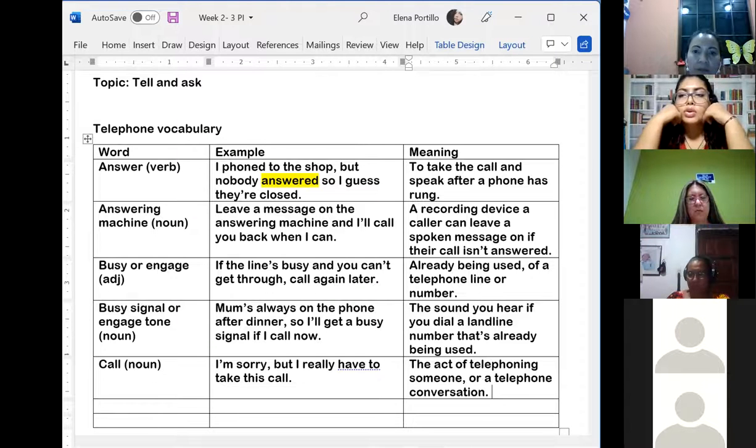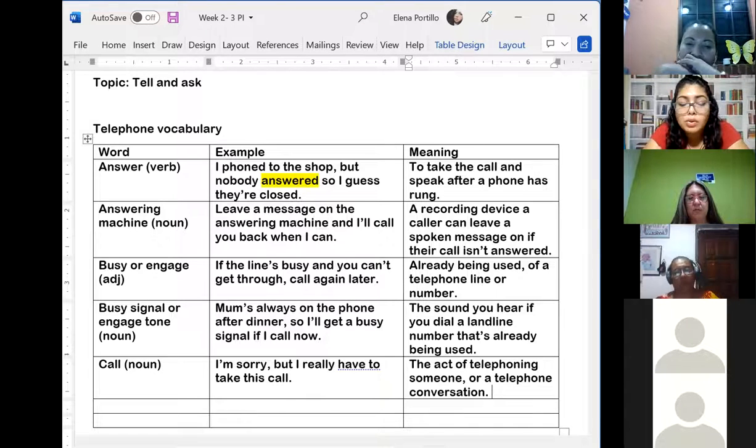So in this case, we know that we have call as a verb because it is an action, but in this case, we are not using it as a verb because we are not doing this as an action. In this case, it is talking about the act of telephoning someone or a telephone conversation. In the example, I'm sorry, but I really have to take this call. In this case, it is a noun.